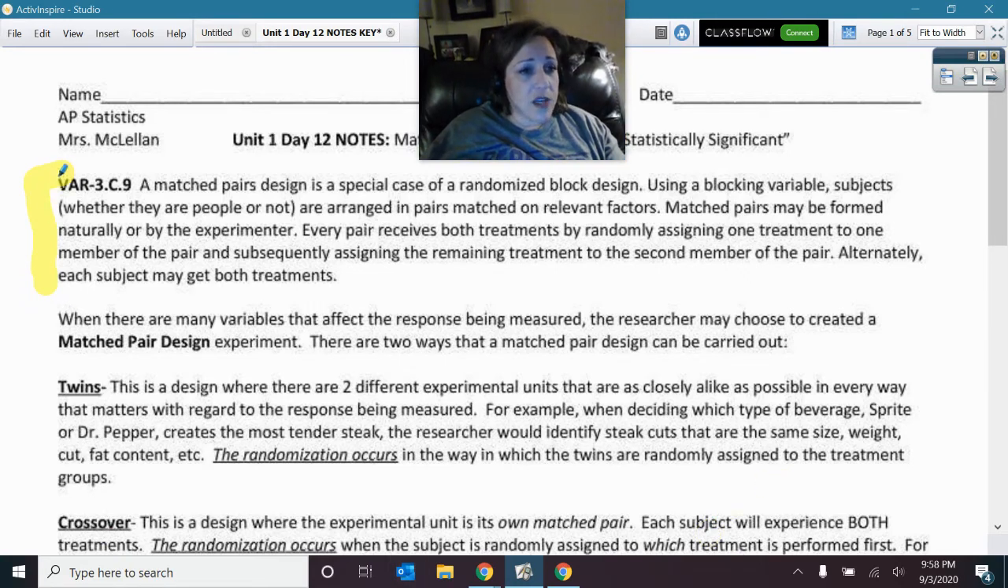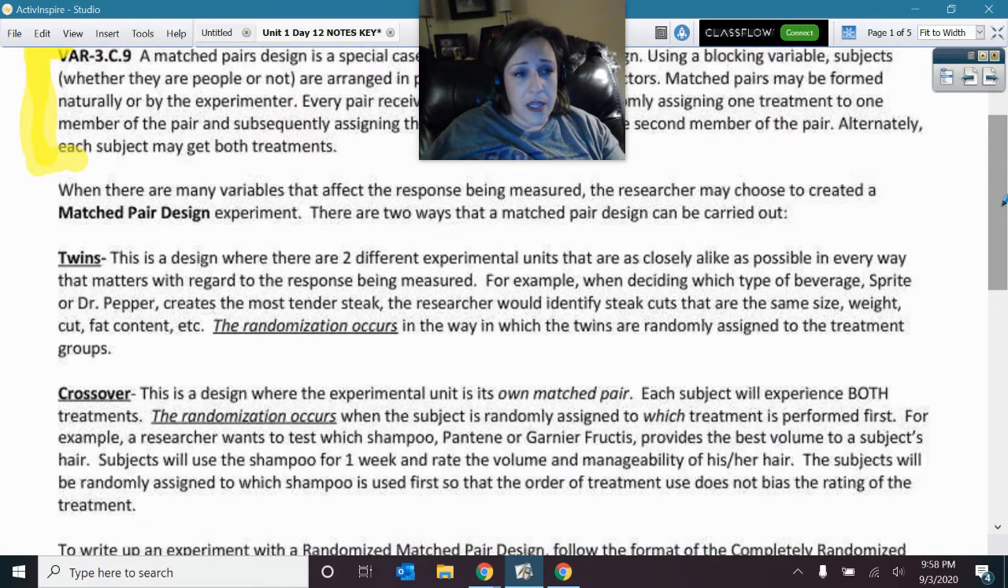All right, so here is the objective that the College Board puts out and specifically states, but I break it down kind of into these next items. So let's just go through those. First of all, when you have many variables that you need to control, when many items are affecting the response, then a matched pair design can be the answer to all of the controlling that you need to do.